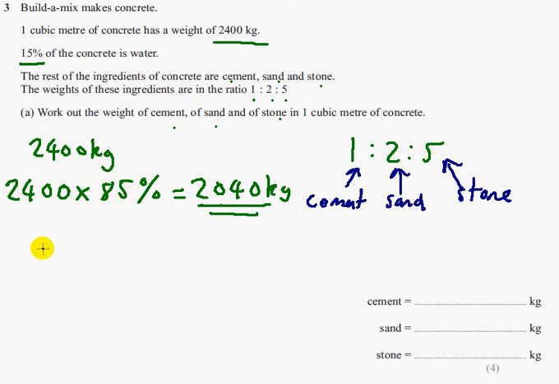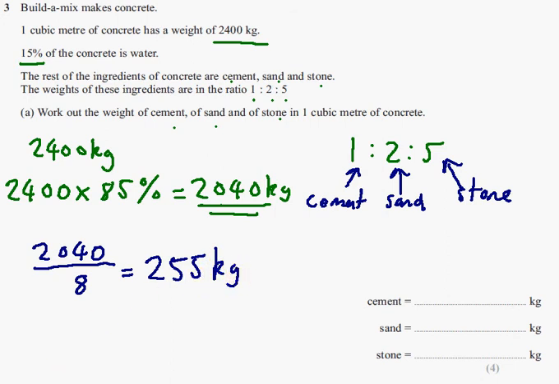So if it's 2,040 kilograms, 1 part would be divided by 8. So 1 part is 255 kilograms. So cement, first of all, then cement is 1 part, so it's going to be 1 times that 255, and that gives us 255 kilograms is cement.